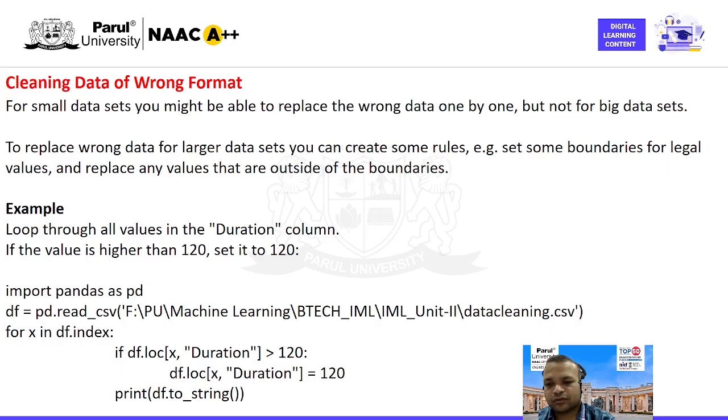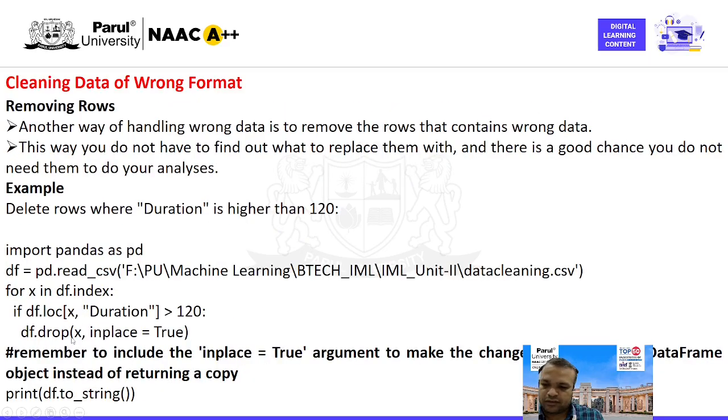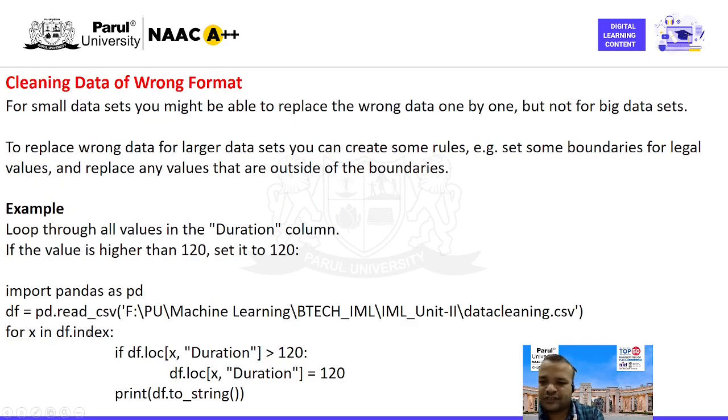In which value we want to replace the value. If the value is higher than 120, that will be set to 120. So we set the clause here greater than 120. Then df.loc, in that particular location, that is x, in the column duration, is equal to 120. Okay, after that you want to print here, so you can use the print function. Okay, so this is the way to fix the value.